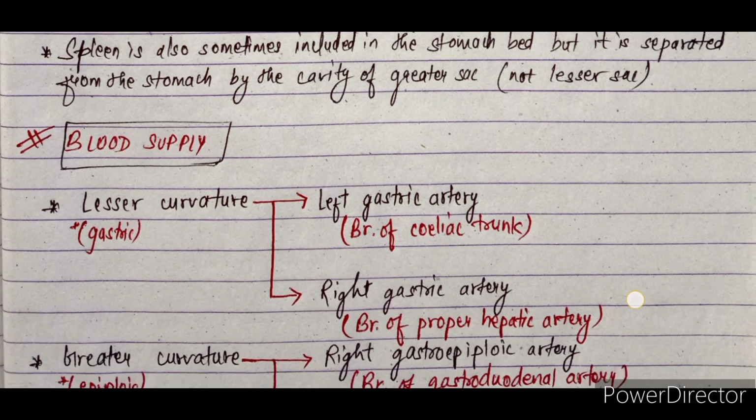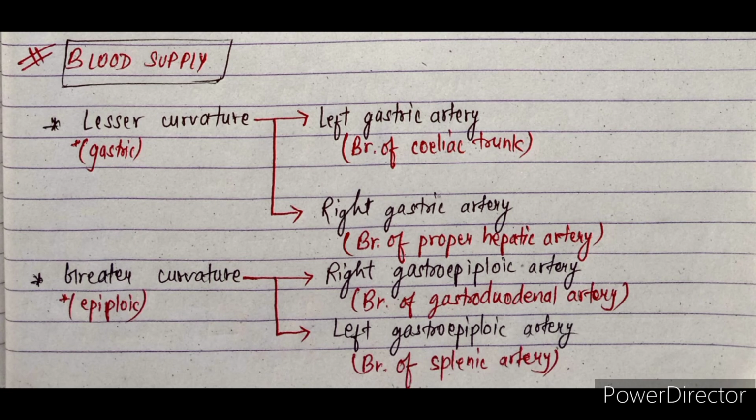Now we will talk about the blood supply of stomach. We can remember by using a small technique that lesser curvature is supplied by gastric artery and greater curvature by epiploic artery. So the lesser curvature is supplied by left and right gastric artery. Left gastric artery is the branch of celiac trunk and right gastric artery is the branch of proper hepatic artery.